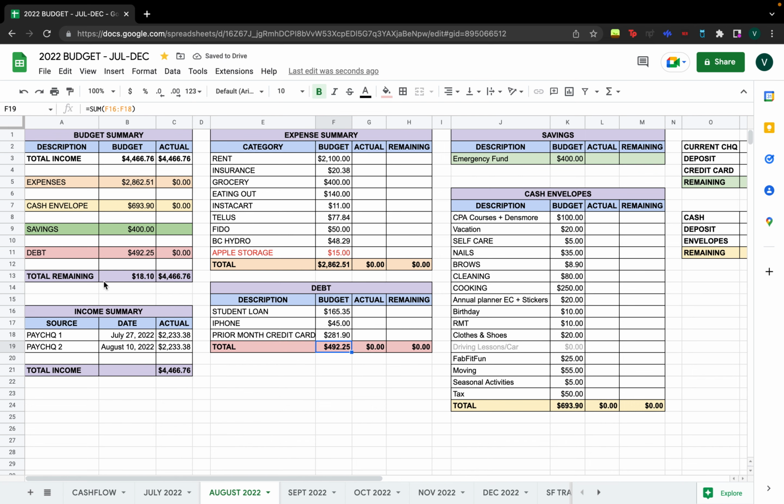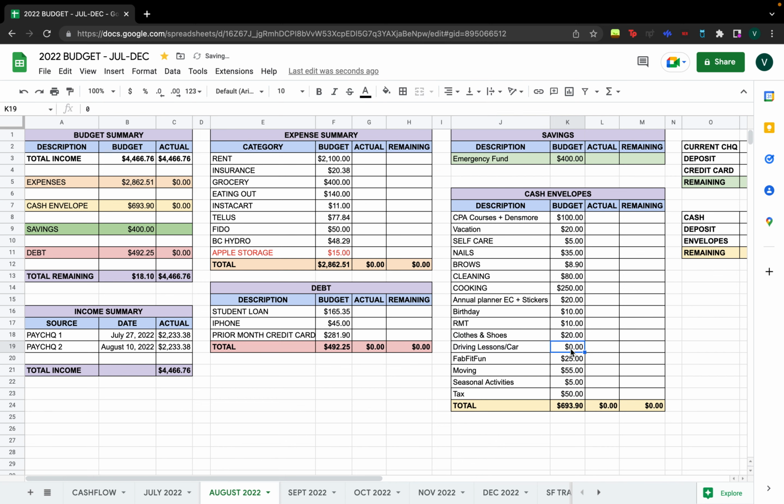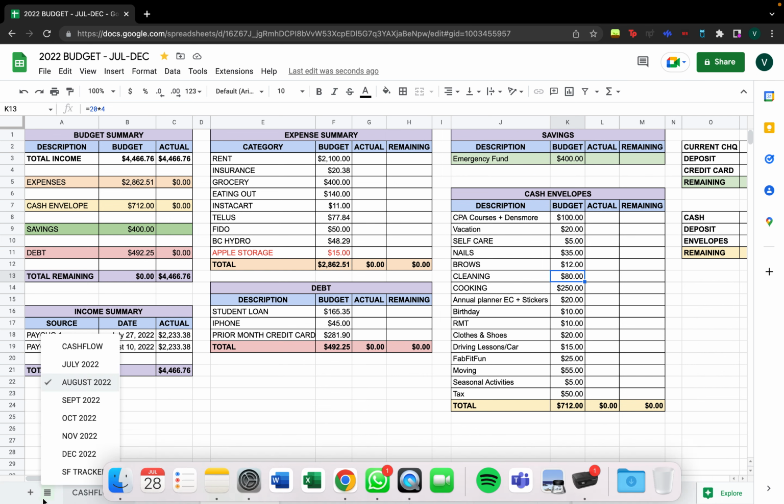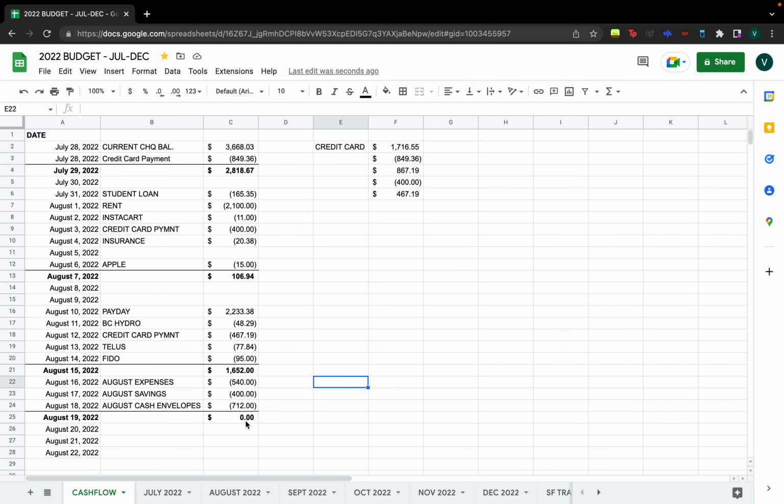So now I have $18 to put into another category. I had sort of blocked off driving lessons for this month because I just did not have enough cash to put in that cash envelope. But now I will do $15 here, and we will add 3.10 in browse, because that is usually a lot more. So there we go. So this is my August budget, which I will do a separate video on. And oops, let's go to my cash flow, and now it is 0.